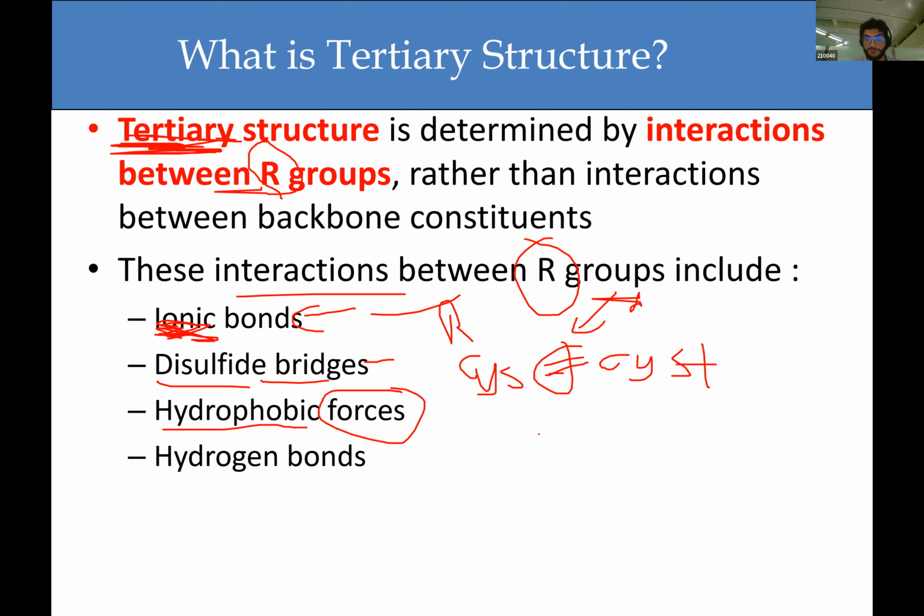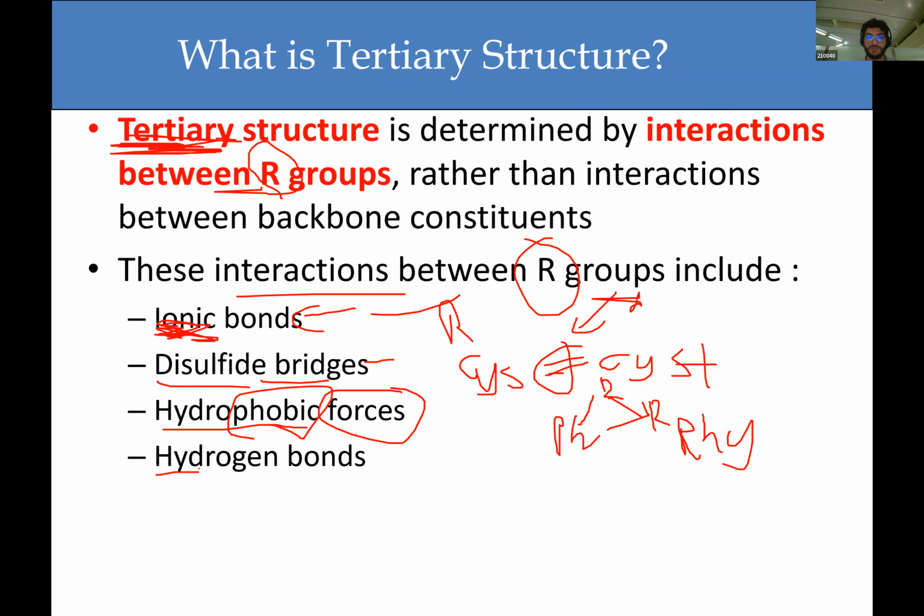Next is the hydrophobic forces. For example, if we have 2 different hydrophobic amino acids, like phenylalanine, say 2 phenylalanines, they both have hydrophobic R groups, like here and here. Because they hate water, they tend to clump together. And this is what brings the protein together.